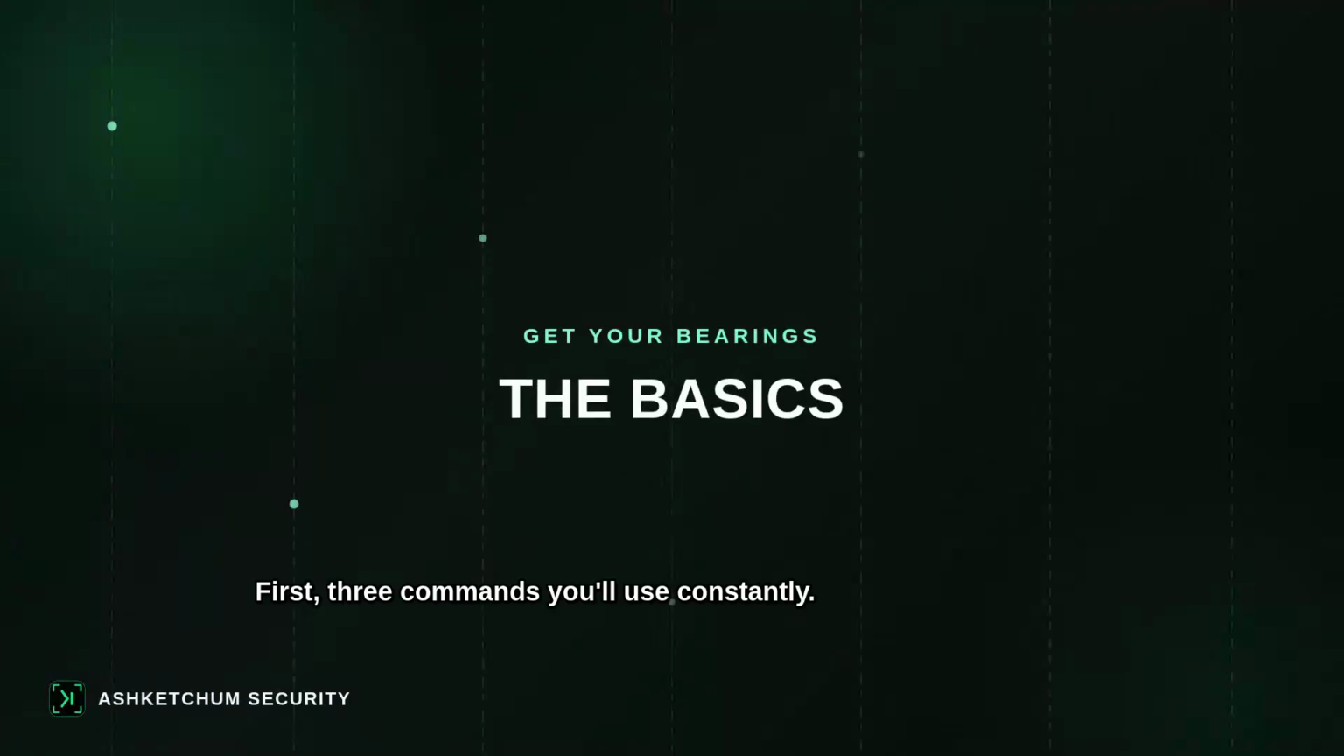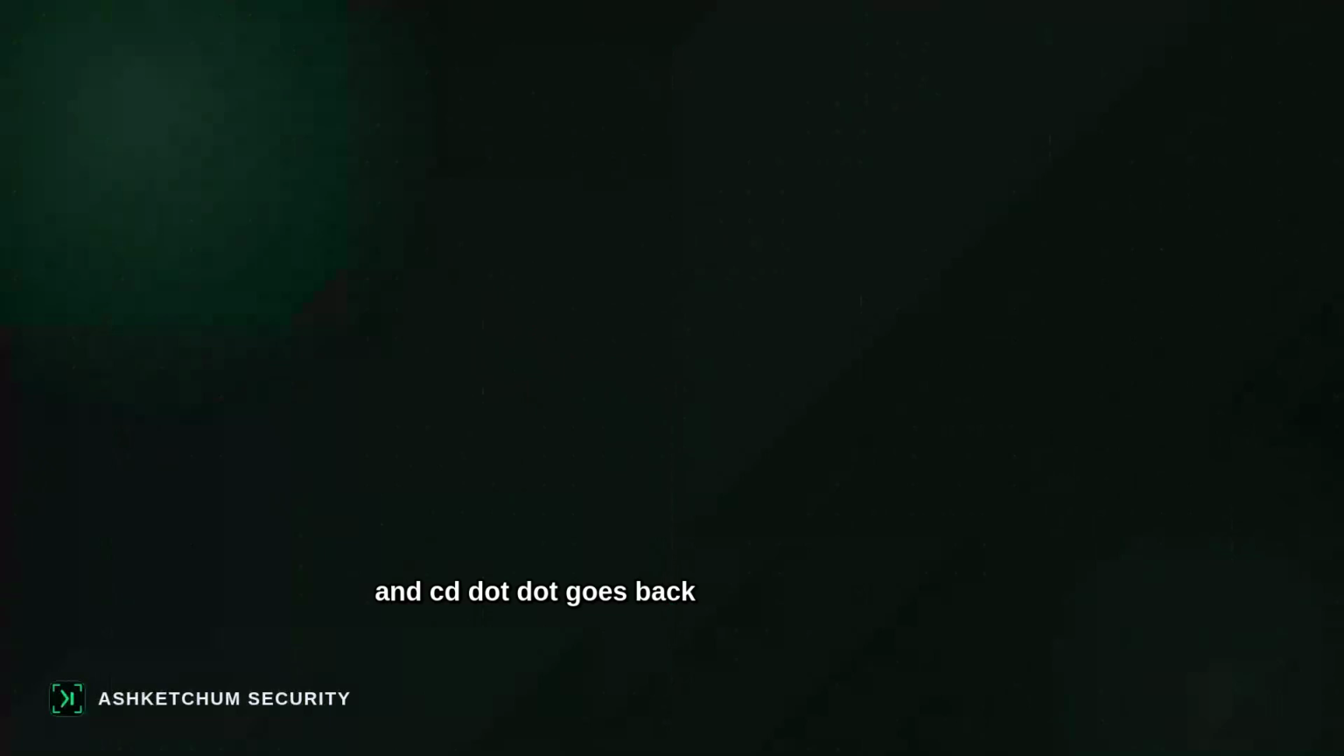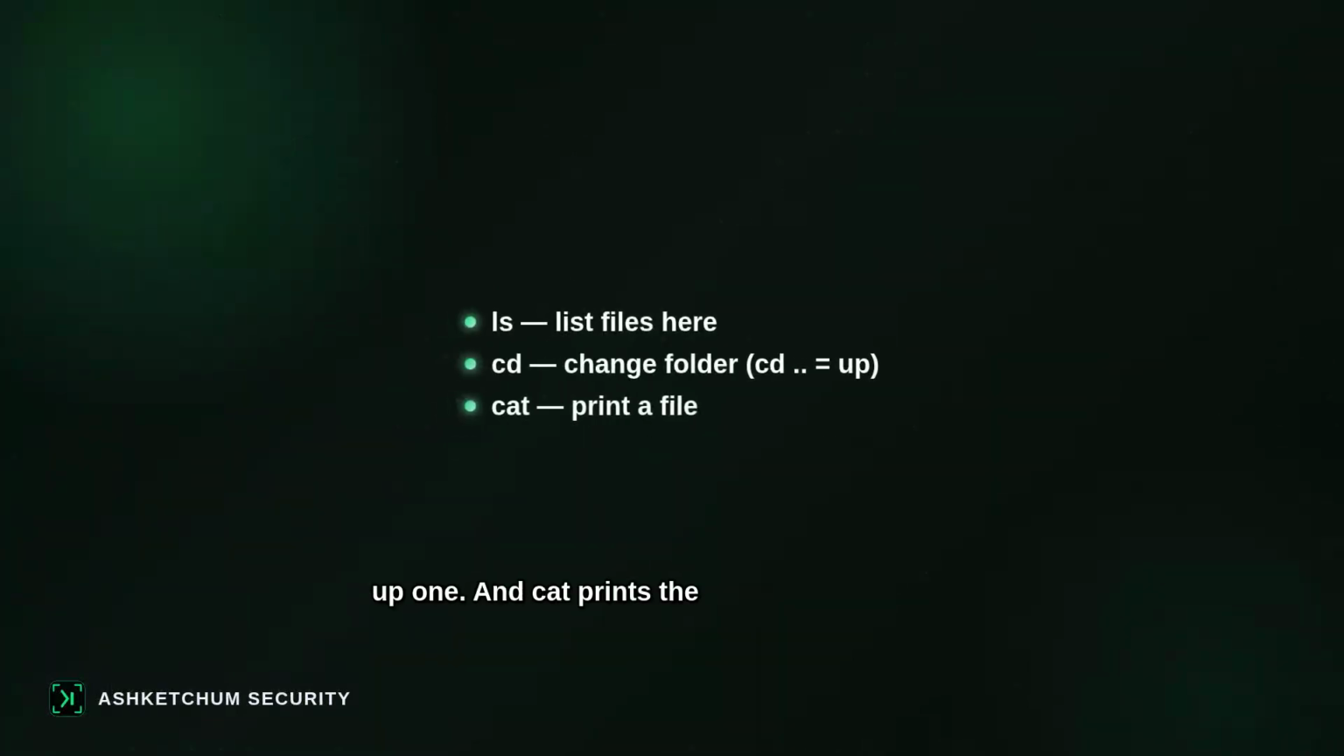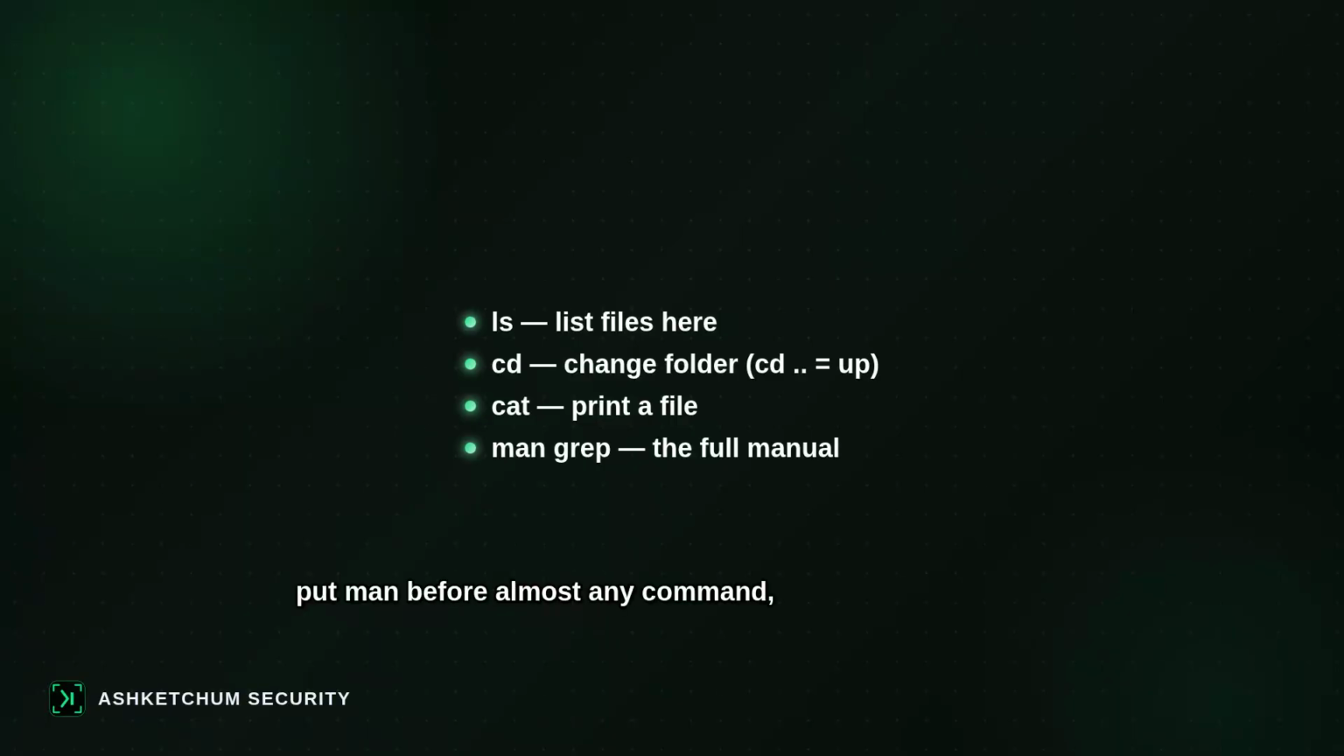First, 3 commands you use constantly, just so we are on the same page. ls lists what's in the current folder, cd changes into a folder, and cd .. goes back up 1. And cat prints the contents of a file straight to the screen. That's your movement. You point yourself at files with ls and cd, and you read them with cat. One bonus, put the word man before almost any command, like man grep, and Linux prints its full manual. Those are enough to stop feeling lost.